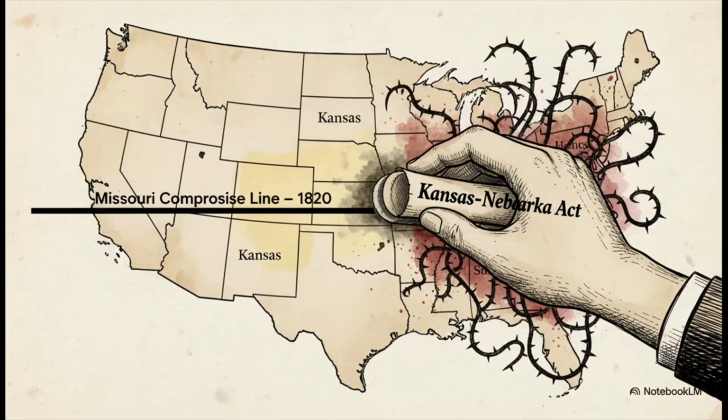Well, there was a huge problem. To let popular sovereignty happen in Kansas and Nebraska, the new law had to get rid of a line that had kept the peace for over 30 years, the old Missouri Compromise line of 36 degrees 30. By erasing that line, the act suddenly opened up huge new territories to the possibility of slavery.